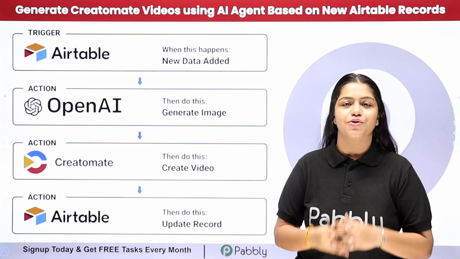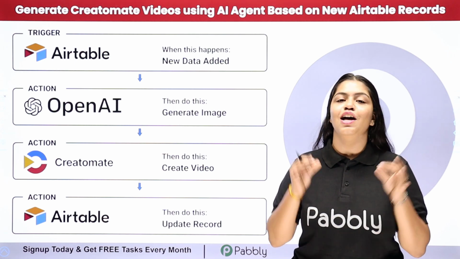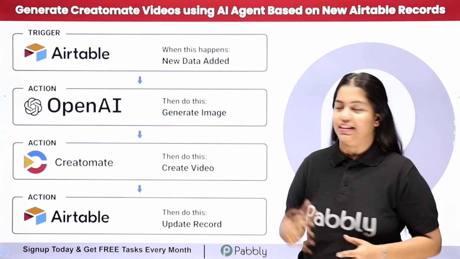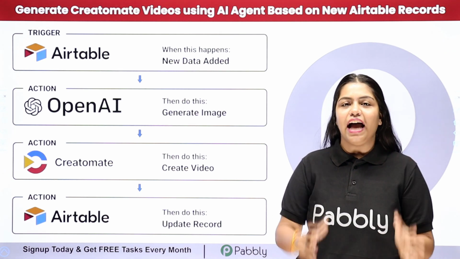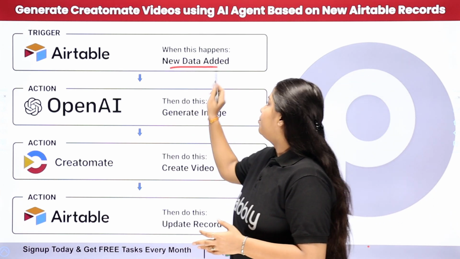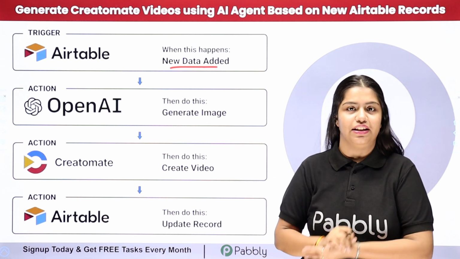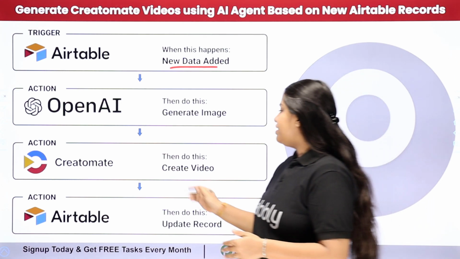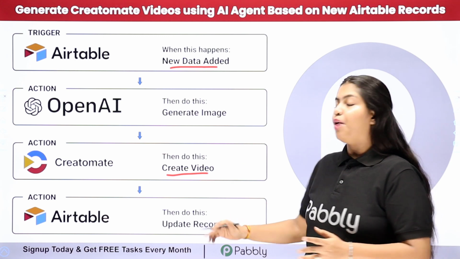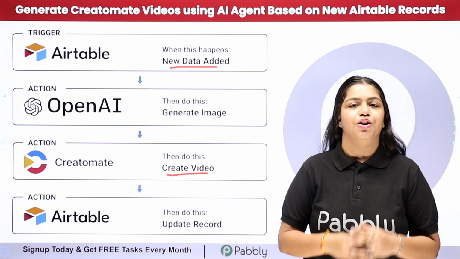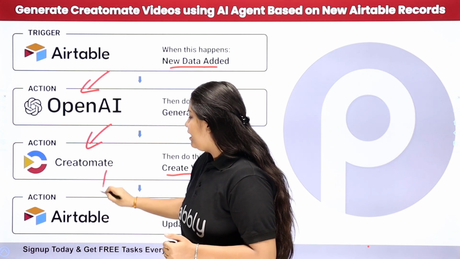So like you, I also used to manually create the videos, but this is such a time consuming and tedious task. So to solve this problem, I've simply created this amazing automation where as soon as I add the video details into my Airtable, automatically my AI agent is first going to generate the image which we are just going to use in the video, and then further using Creatomate we are just going to create the video and we are just going to add that video link back again into our Airtable. So to do this, we are simply going to create a connection between Airtable, OpenAI, Creatomate and then Airtable.